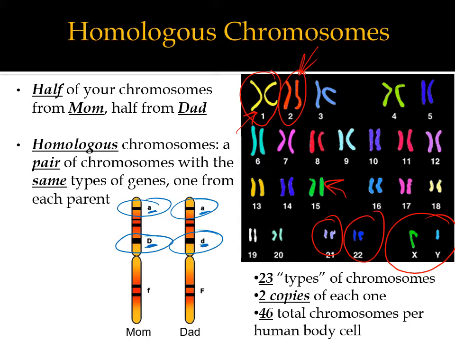Maybe mom has one color hair, dad has a different color hair, but it's the same type of gene they're giving you, and that type of gene is in the exact same place on each chromosome. That's the important thing here, that the genes are always very well localized and not just randomly placed on any given chromosome.